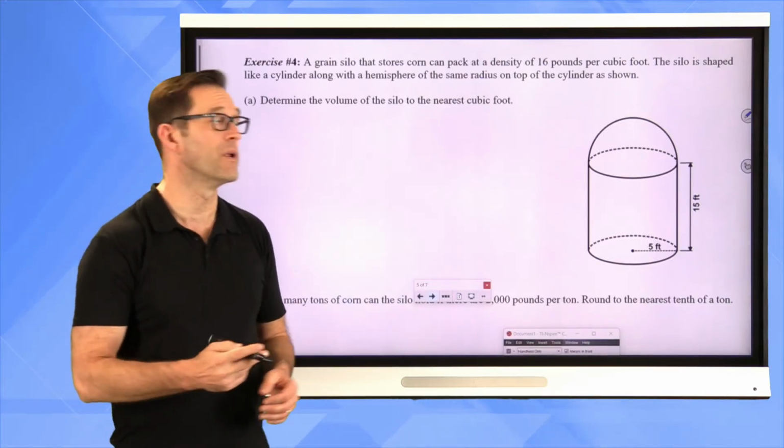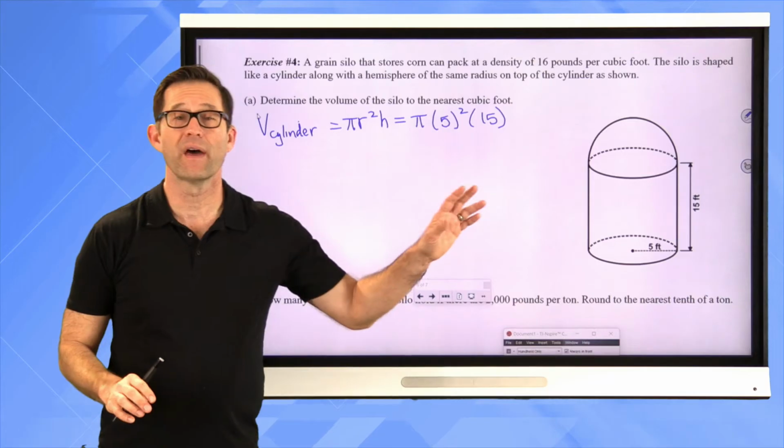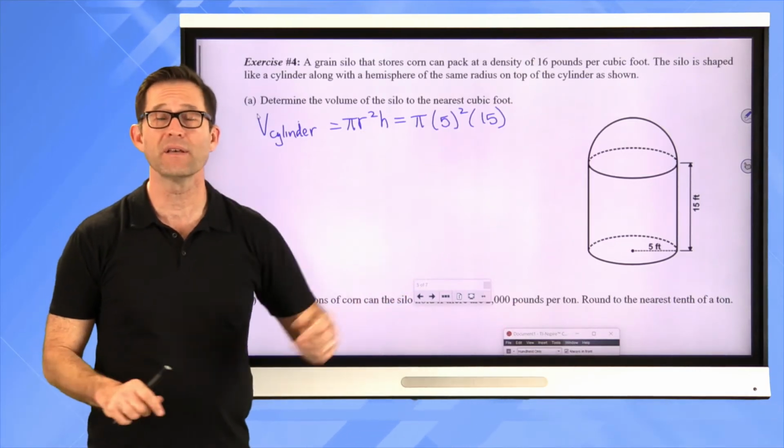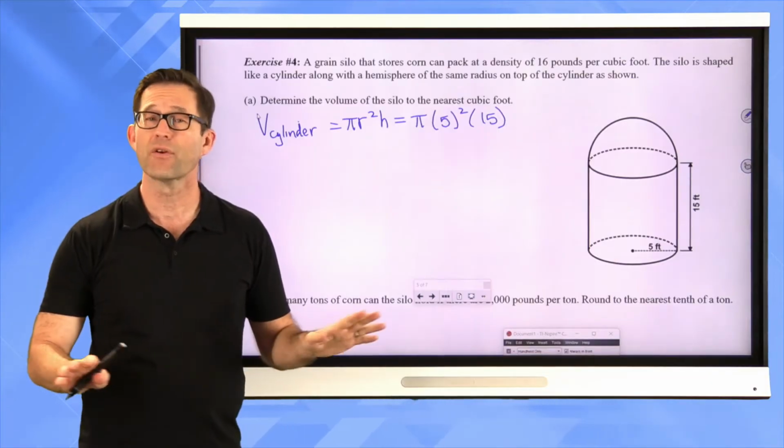All right, well, let's do it. First things first, let's take a look at the volume of the cylinder, right? The volume of the cylinder is pi r squared times h, which is going to be pi times 5 squared times 15. Now I could totally figure out what that is, but keep in mind, that's going to be a messy, messy number, right? So I'm just going to leave it like that, nothing more.